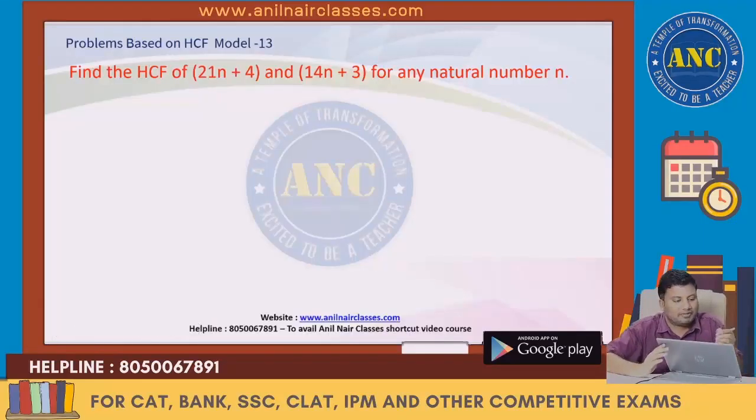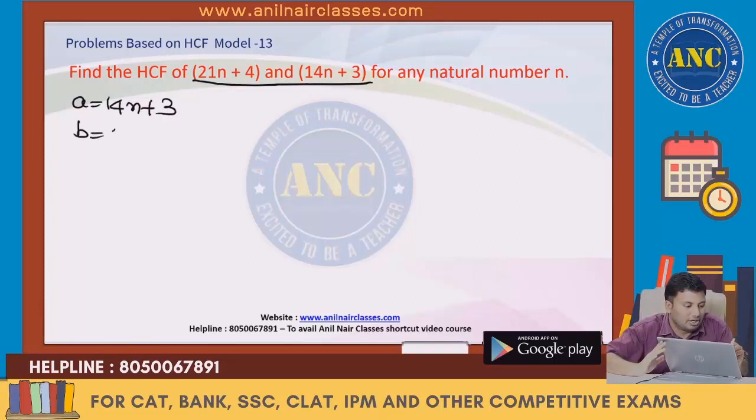Find the HCF of 21n plus 4 and 14n plus 3. A is 14n plus 3. B is 21n plus 4. B is greater than A, so divide the larger by the smaller.